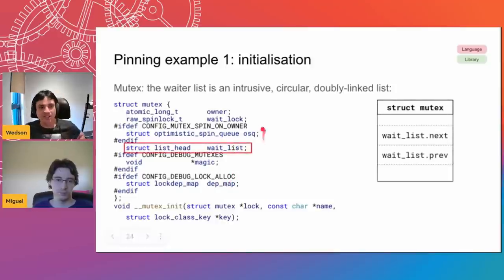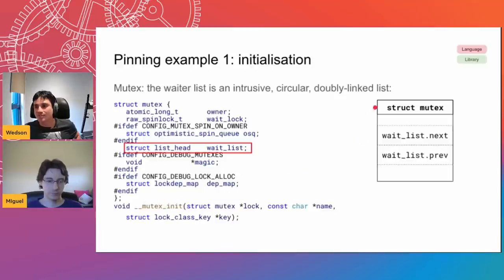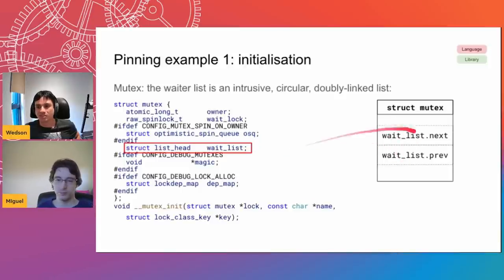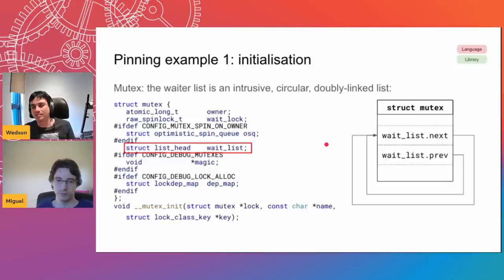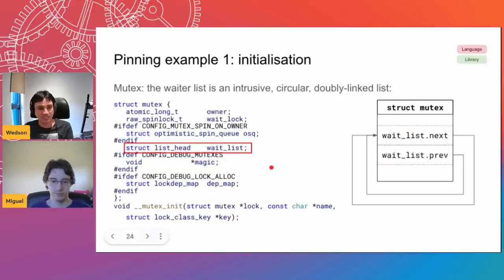But amongst the fields here, there's one that is very interesting, which is this waitlist, which has type list head. And this is actually, as I point out here, an intrusive circular doubly linked list, which means that when we initialize it in this mutex init, we're going to have a struct like this. There are some fields here, and then this is the waitlist. There are two fields within this waitlist, next and previous, right? When we initialize them, next points to waitlist, and previous also points to the waitlist. So this is the part that I say is circular, right? And in here we have the self-references that I was talking about. In this case it's actually a direct one. We have the object pointing to itself. Okay, so this is on the C side.